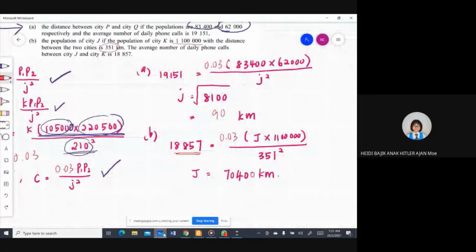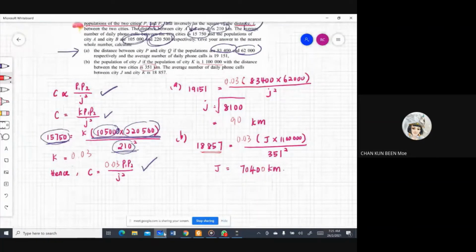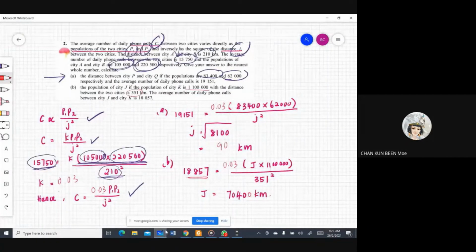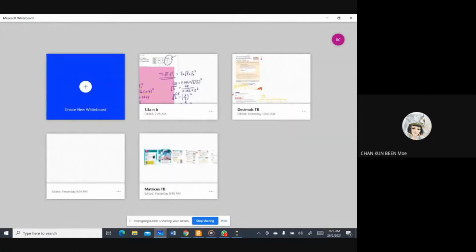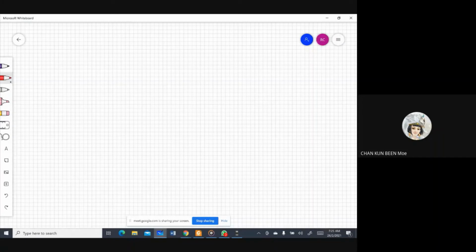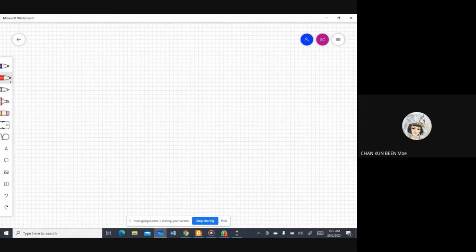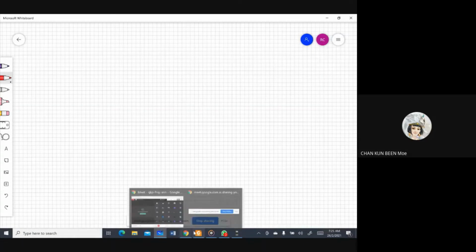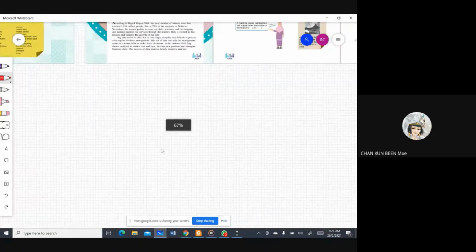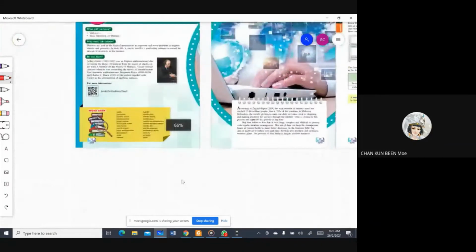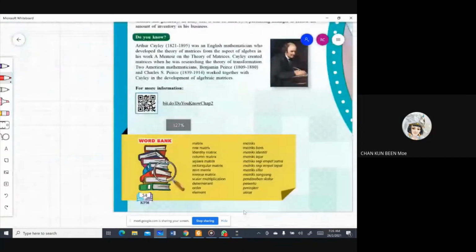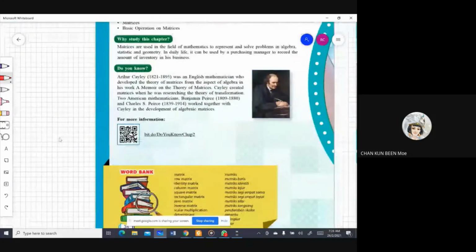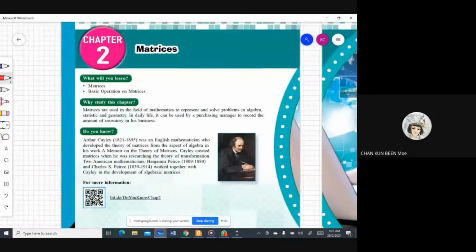No, so we continue with the new chapter today, which is chapter 2. Okay, chapter 2 is about matrices. Hopefully some of you already go through a few pages of it. Okay, we look at chapter 2, matrices. In this chapter, what you are going to learn, okay, chapter 2, matrices. So we go through briefly what you will learn in this chapter.